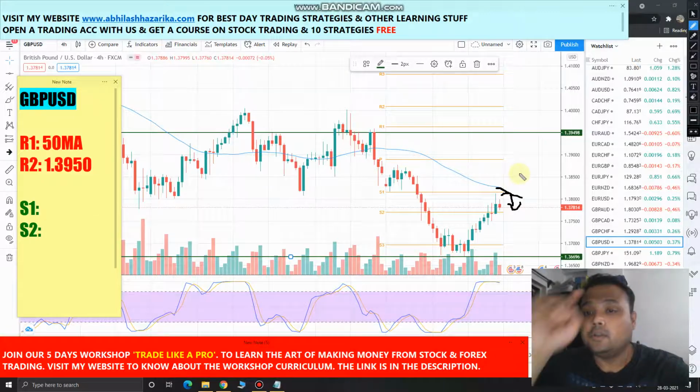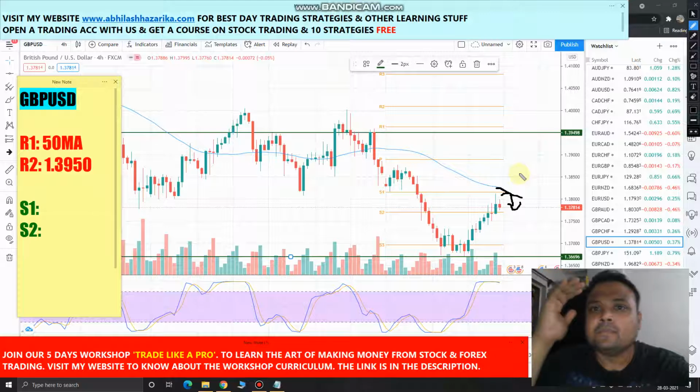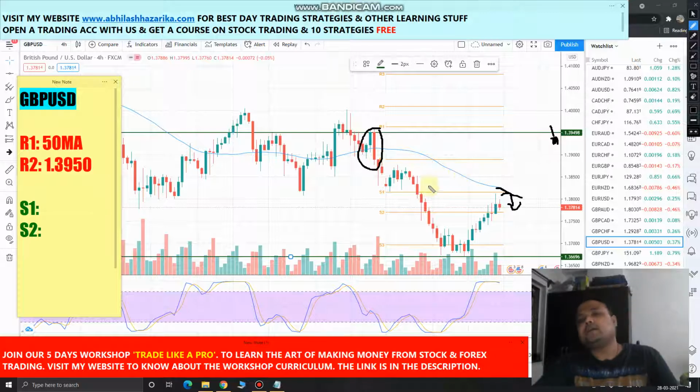Okay, but do not forget to take the confirmation, or wait for the confirmation. And as I always say, the confirmation is very important, and the confirmation can be in the form of a price rejection from above, a shooting star kind of a pattern, or a big fat red candle like this, or a bearish engulfing pattern. Once you get the confirmation at the 50 moving average, then you can short the market.